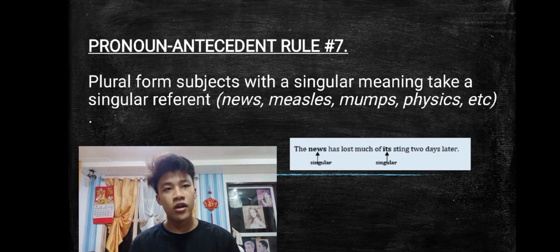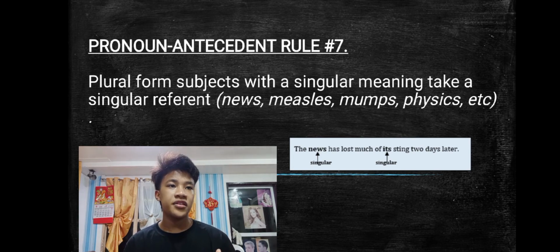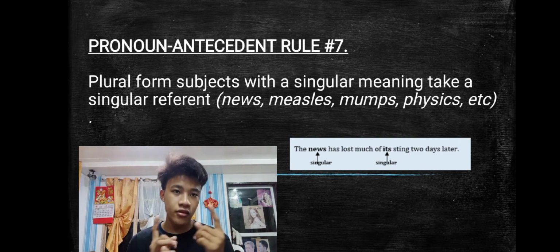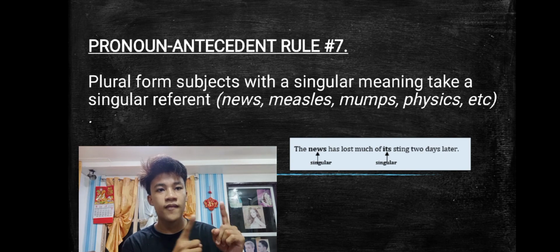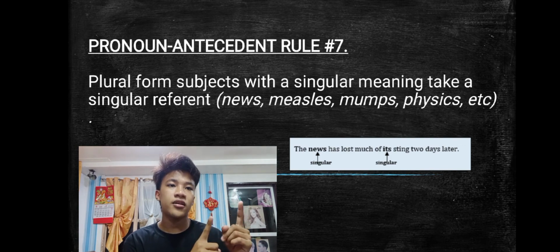Pronoun antecedent rule number 7: plural-form subjects with a singular meaning take a singular referent, like news, missiles, bombs, physics, and so on. Like in the example: The news has lost much of its sting two days later. The bold words are singular, like news and its.